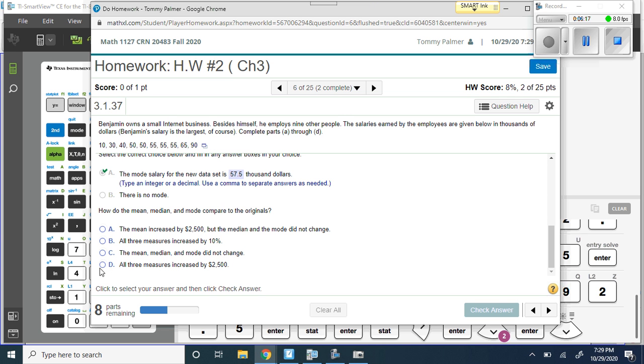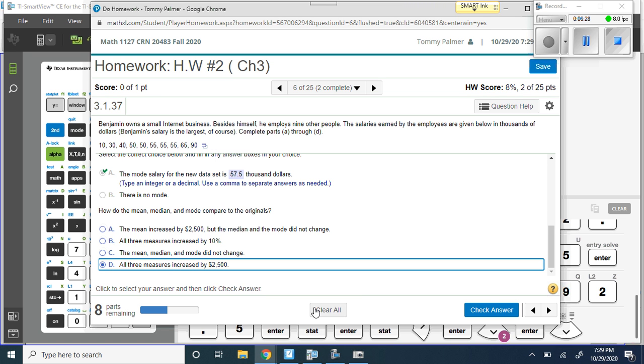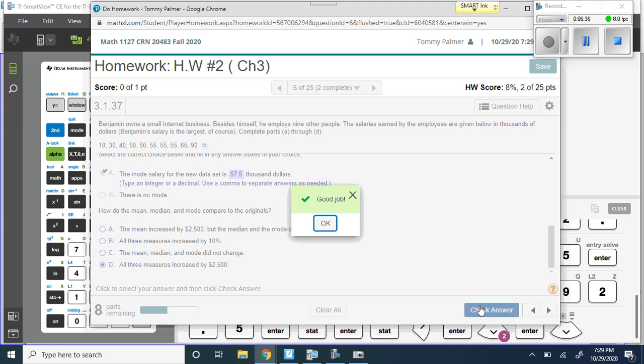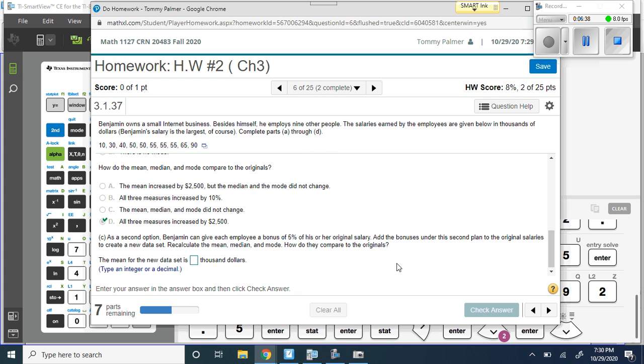If you looked at that. So if you add some amount to all of the data points, then all of your mean, median, mode would shift by that amount. Okay, so that's what that is. That's D. And then we can check answers. There you go. You've got to do part C.